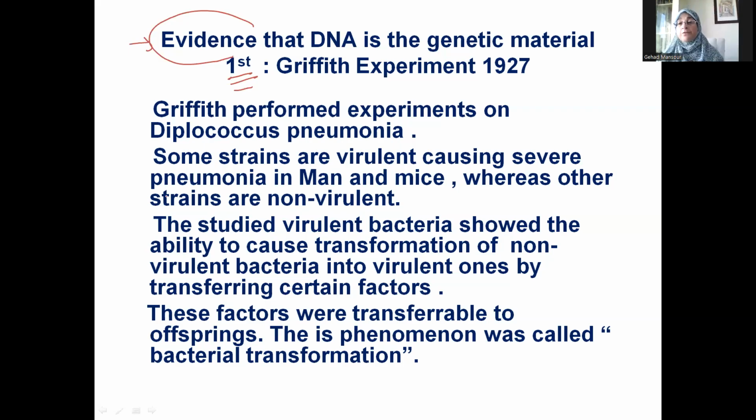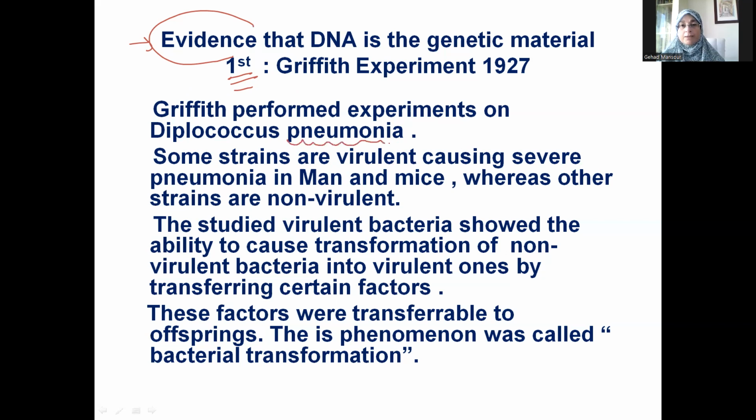But the first and very famous genetic experiment, called the Griffith experiment, in 1927, was not done for the purpose of proving that DNA is the genetic material, but for another purpose. Griffith was studying pneumonia, and pneumonia, as you know, is inflammation of the tissues of the lung.